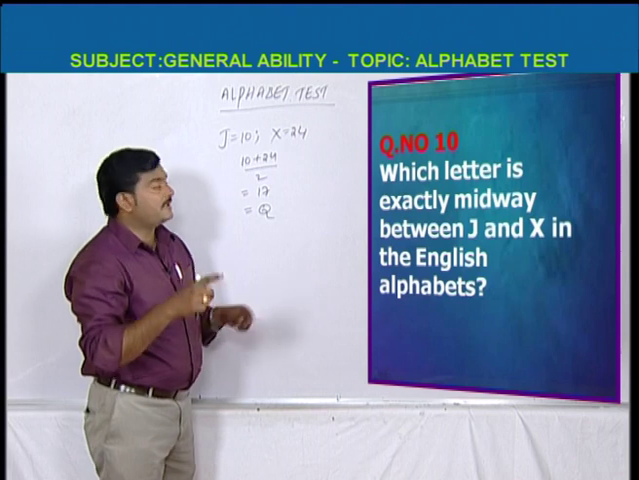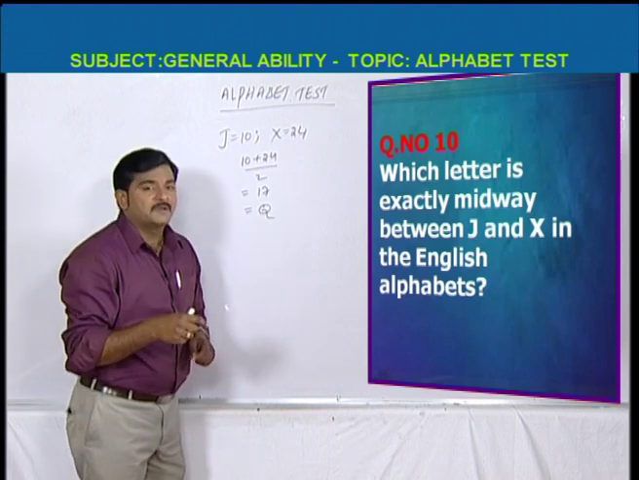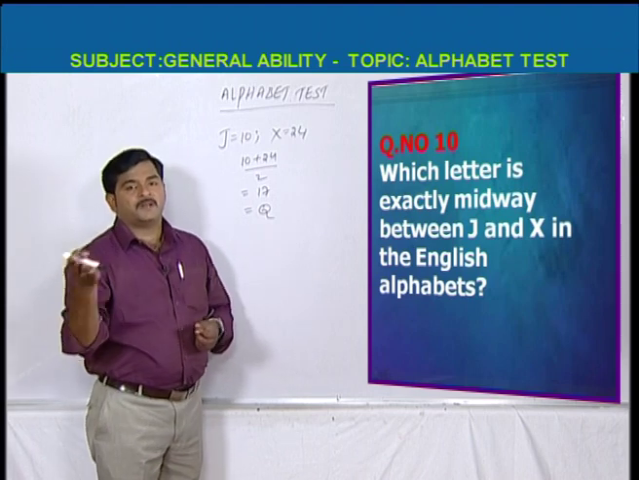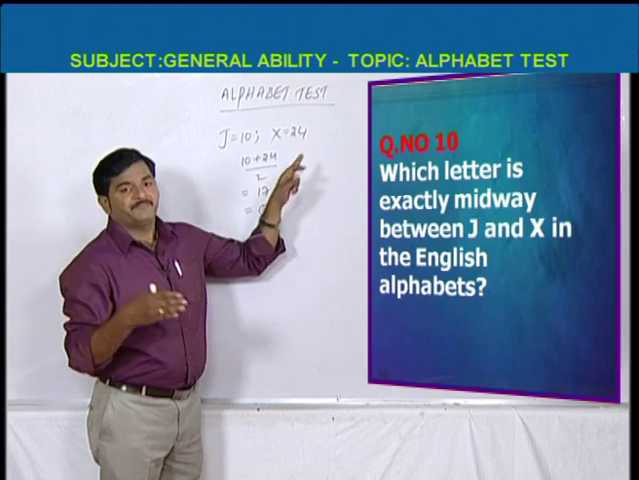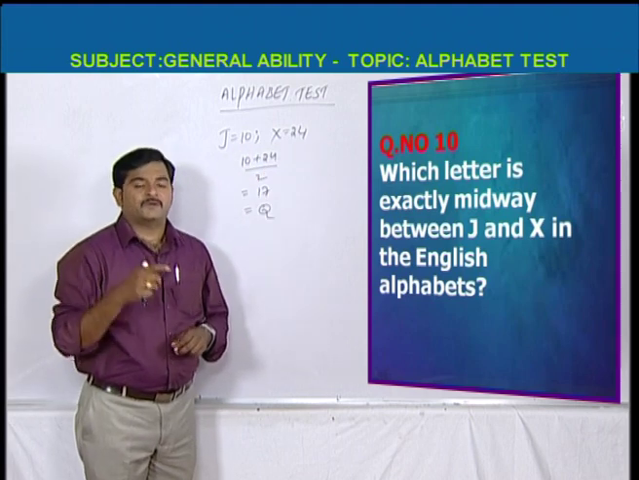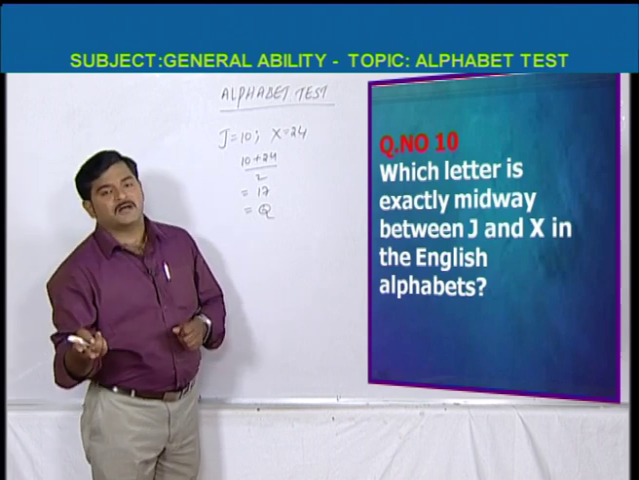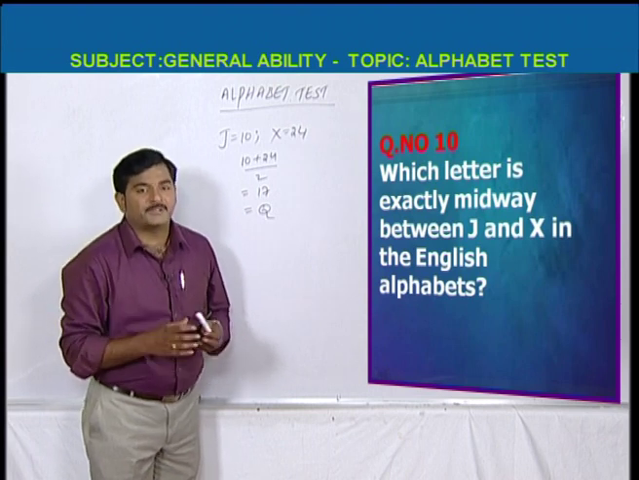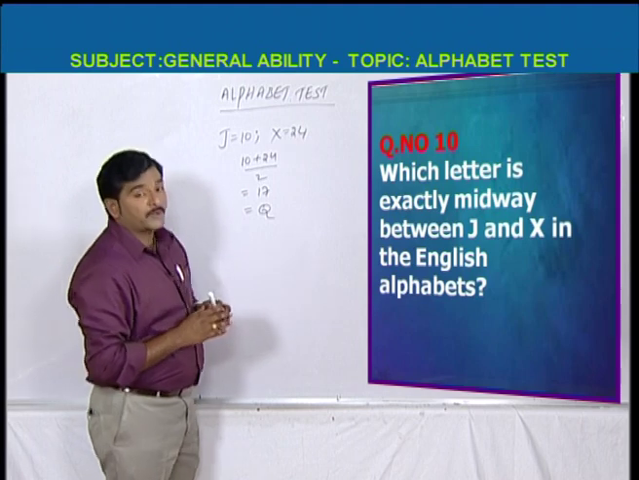So even numbers mean it is possible. Odd numbers are also possible, in both cases. But if one number is even and another number is odd, then it is not possible to find the exact middle letter between the given letters of the English alphabet. Okay, I hope you understood.